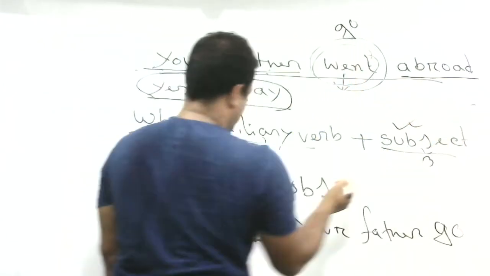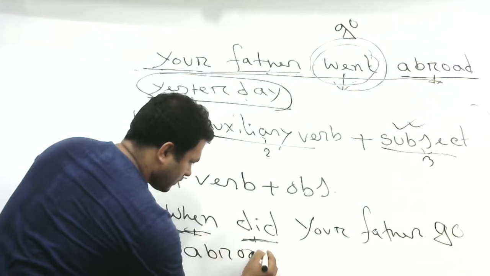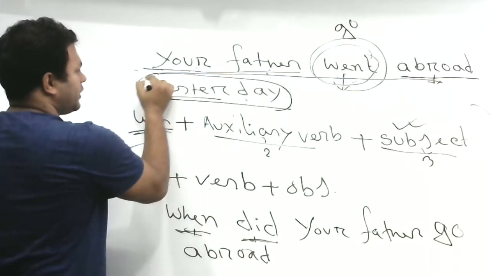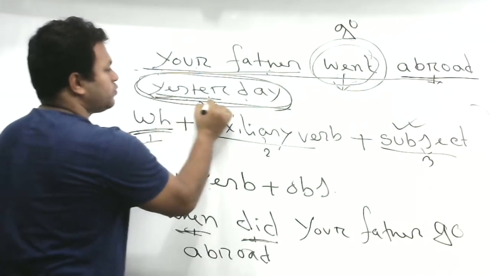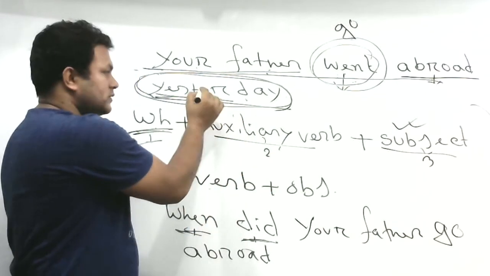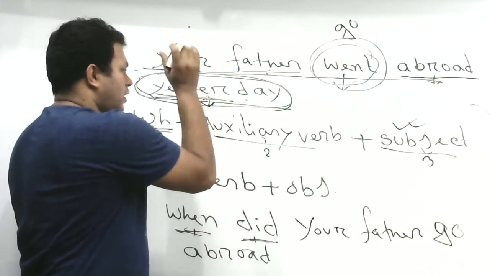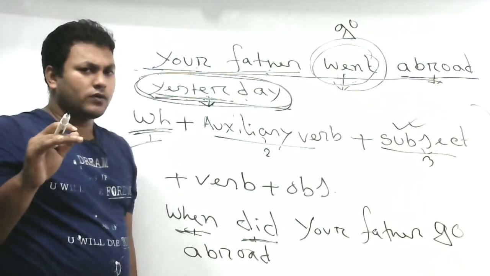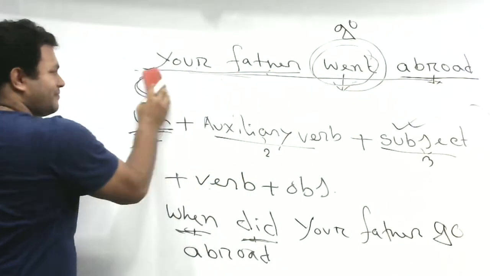And after that the object, this is the object, abroad. I'm writing abroad. When did your father go abroad? So what is the last word? Yesterday. You have made the question looking over yesterday, looking over time. That is why this word will not be used anymore, as you have made the question with that word. That means you will not take that word if you make a question thinking over it. Yesterday is a time, and time is asked with when. I have written here when. So this word will not be used.